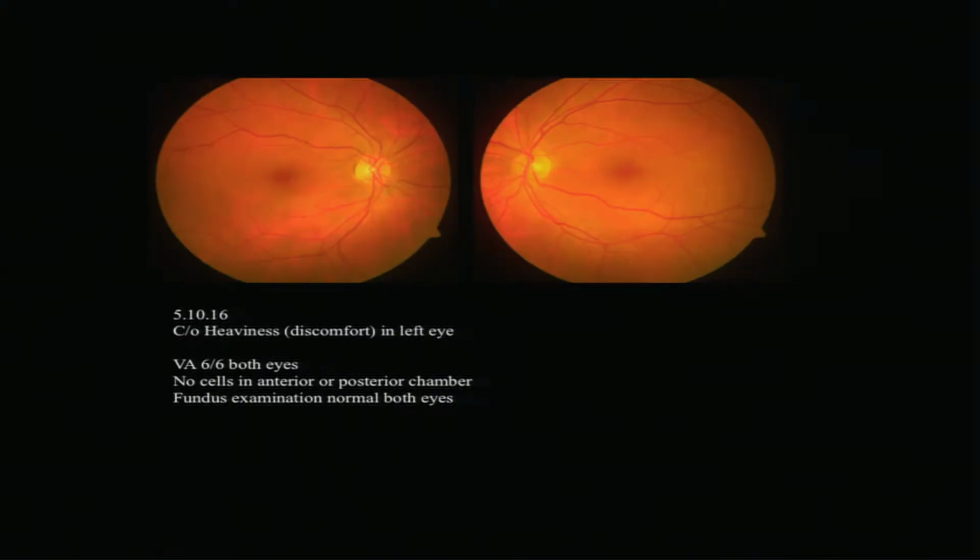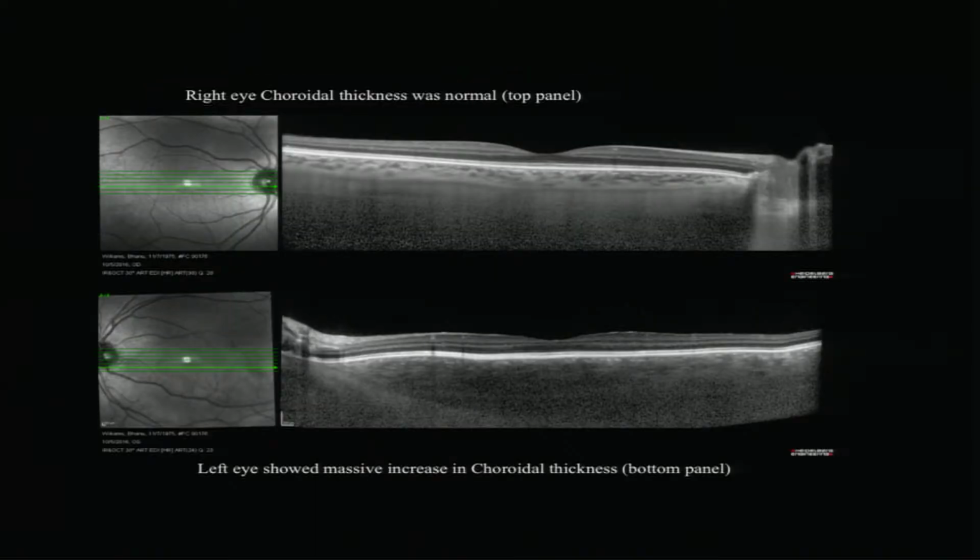In October that year, she came with some discomfort in the left eye. Not really very symptomatic, but she was quite sure about the discomfort she had in her left eye. The vision was 6/6 in both the eyes. There were no cells in the anterior chamber or in the vitreous. The fundus examination was again normal in both the eyes. So when we repeated the EDI OCT, her right eye EDI OCT was normal, as you can see on the top panel, but the left eye showed massive choroidal thickening.